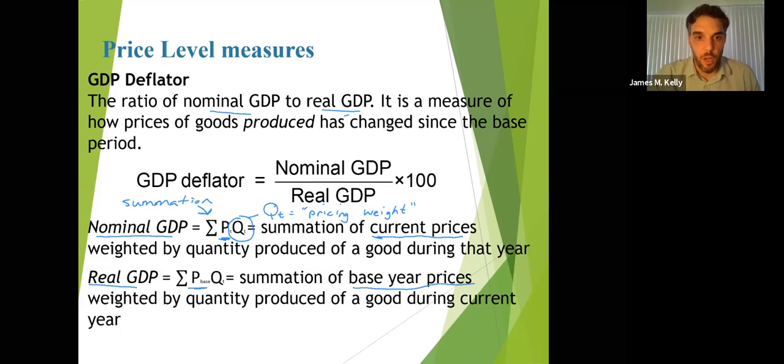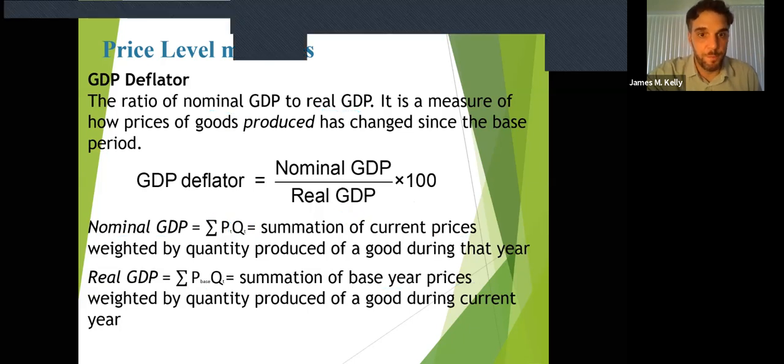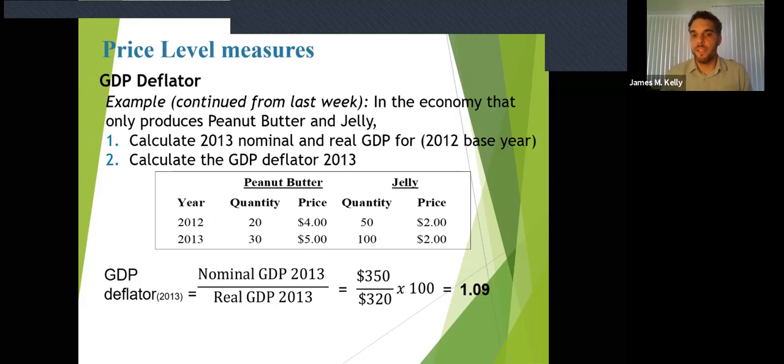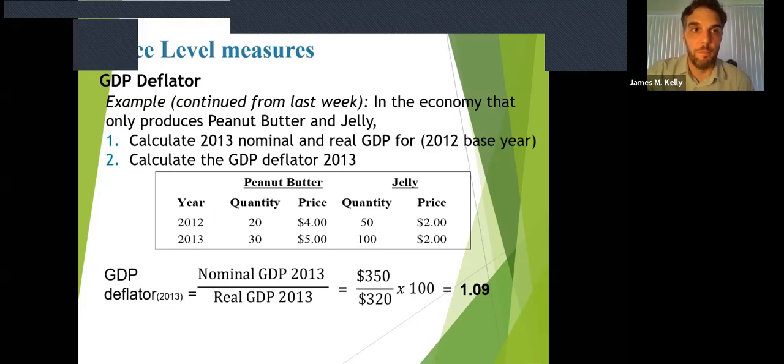So in finding the price level using the GDP deflator, again, we're taking this ratio between nominal and real GDP. Going through a little example, you're going to first calculate nominal GDP, second calculate real GDP, and then find the ratio between the two. This is a little bit of an example from last week, but we can go over it to help understand how the GDP deflator is found.